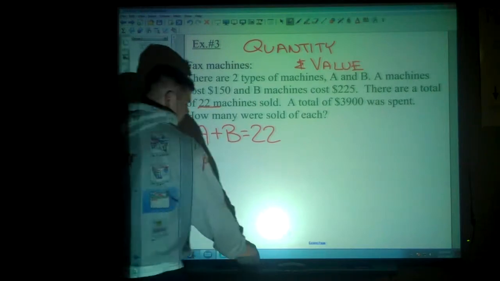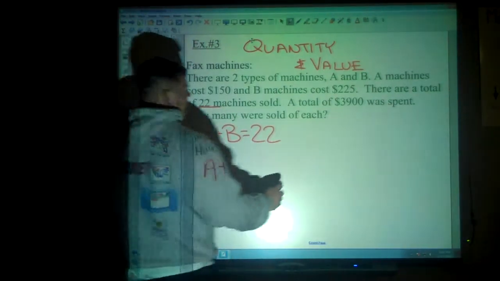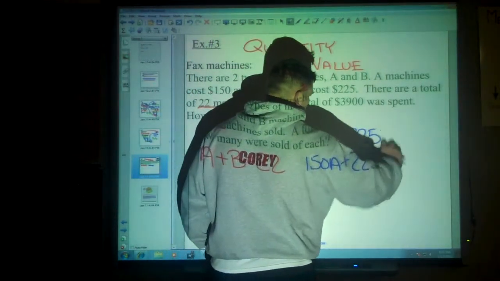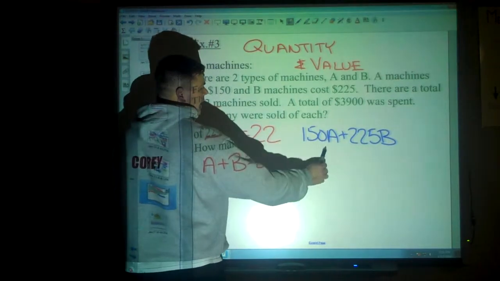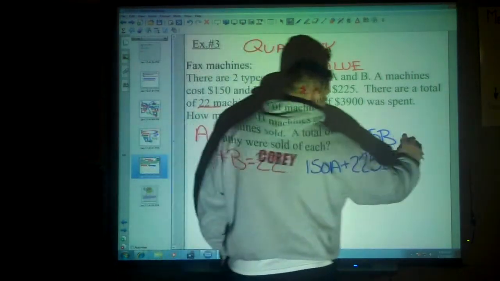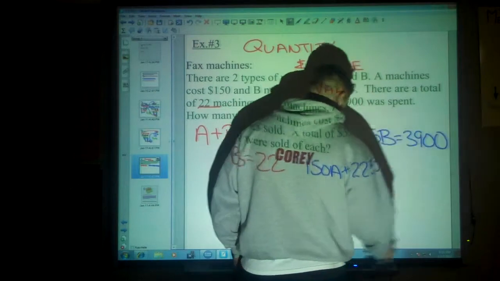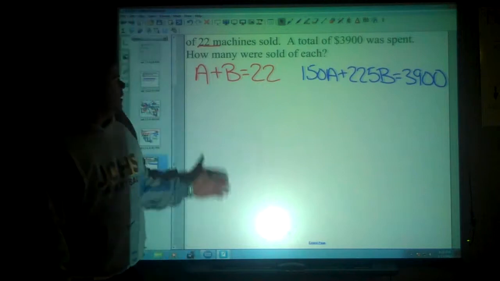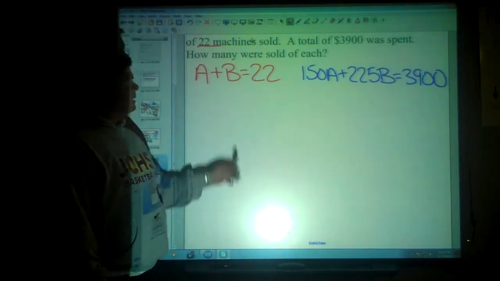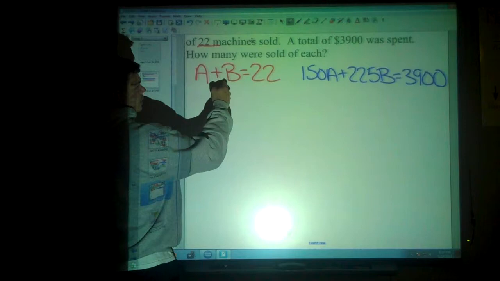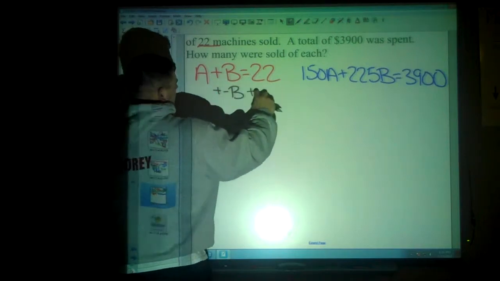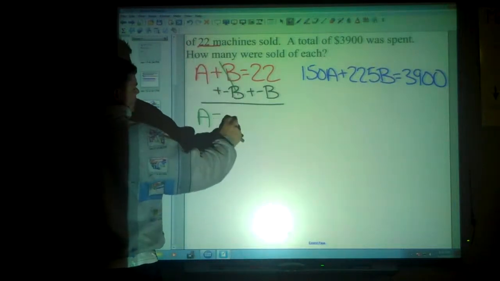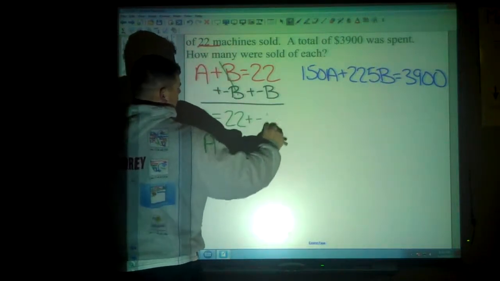Now we want one for value. For value, the A machines cost $150, so 150A. The B machines are $225, so all the money spent on all the A's plus all the money spent on all the B's has to equal $3,900. You now have 2 equations just like all those other problems that we did for solving a system. It's probably easiest to get a variable alone over here, so we could add negative B to both sides. And we'd be left with A equals 22 plus negative B.